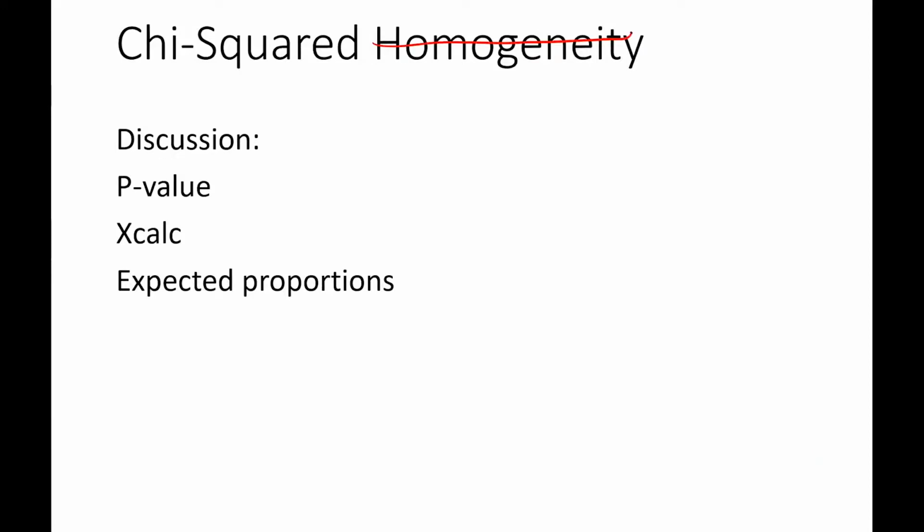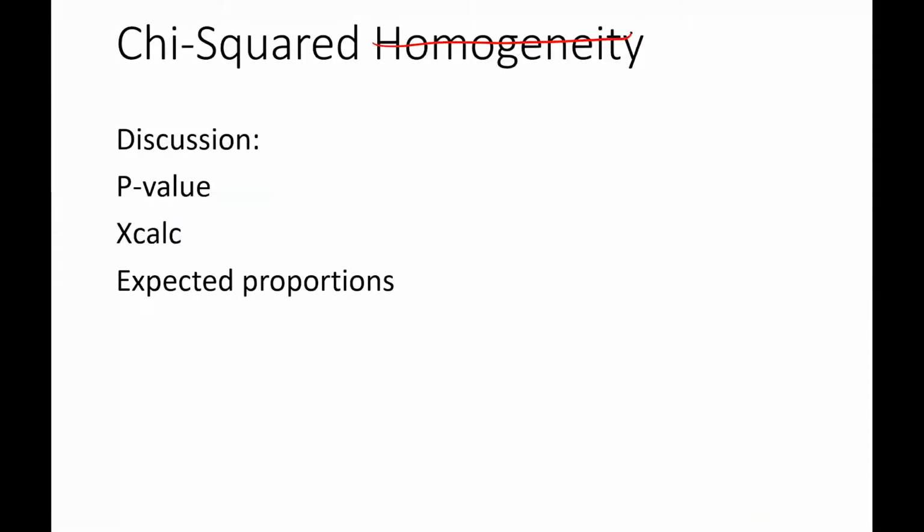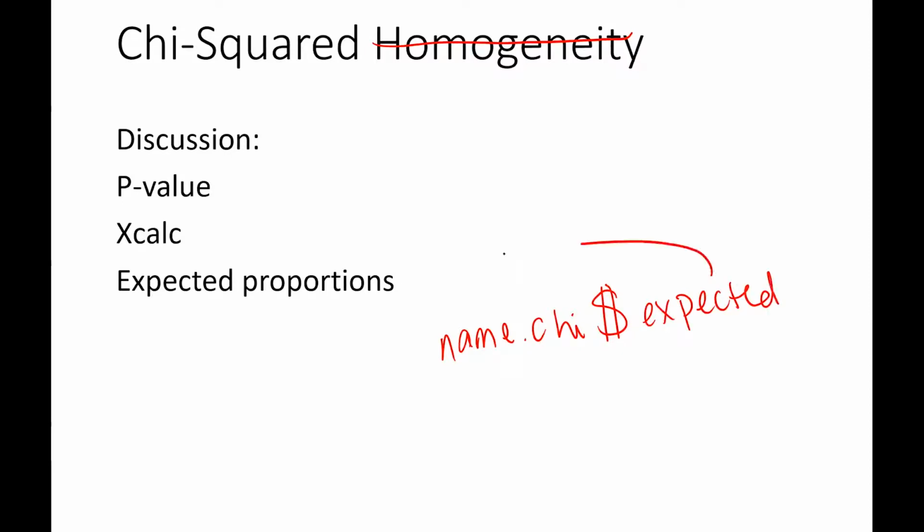For the chi-squared test, in your discussion, you're going to give the p-value. I might ask you about your chi-squared calc and your expected proportions. And remember that you can get your expected proportions by using your chi-squared object. So the name dot chi, remember you have to make your chi-squared object, $ expected. And that will give you your expected proportions.